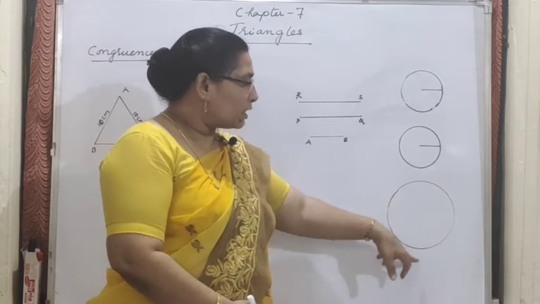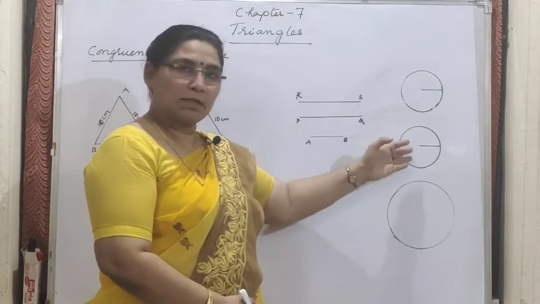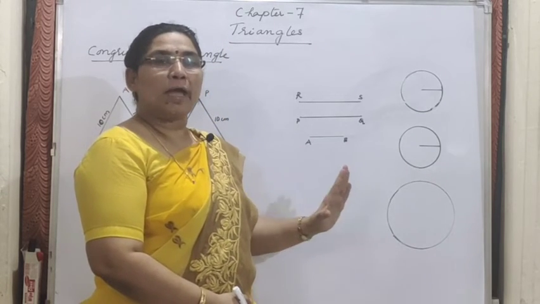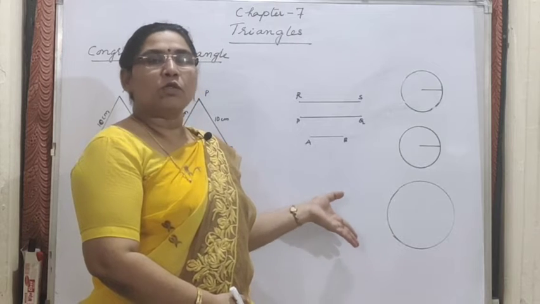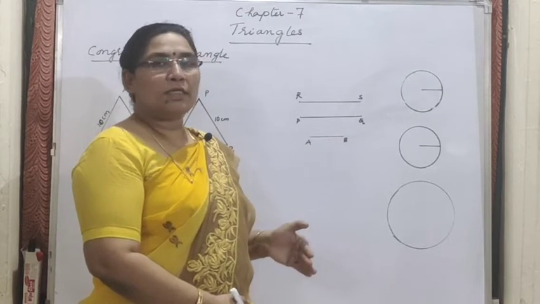But what about the bigger circle? If you keep the smaller circle on it, the smaller circle will come inside only. The bigger one is more than that, so exactly covering is not possible. So congruency is not happening. Correct? Now what is the next one?